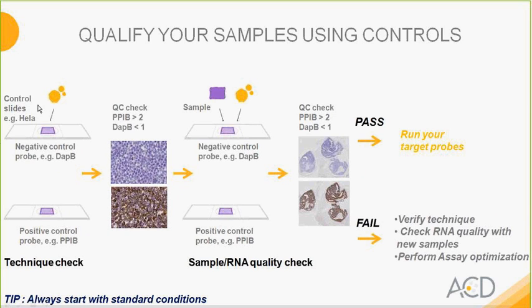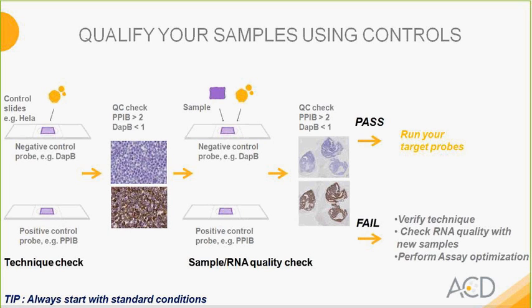To qualify your samples, we recommend that you first start with control slides. Typically, you will use HeLa or 3T3 cells. Use negative and positive control probes and perform a technique check. When this check passes based on your scoring criteria, go ahead and perform a sample control qualification using negative controls and positive controls. If this passes the quality control check, you should continue to run your target probes. If this fails, you should verify the technique again, check that your RNA quality is intact, and perform assay optimization.